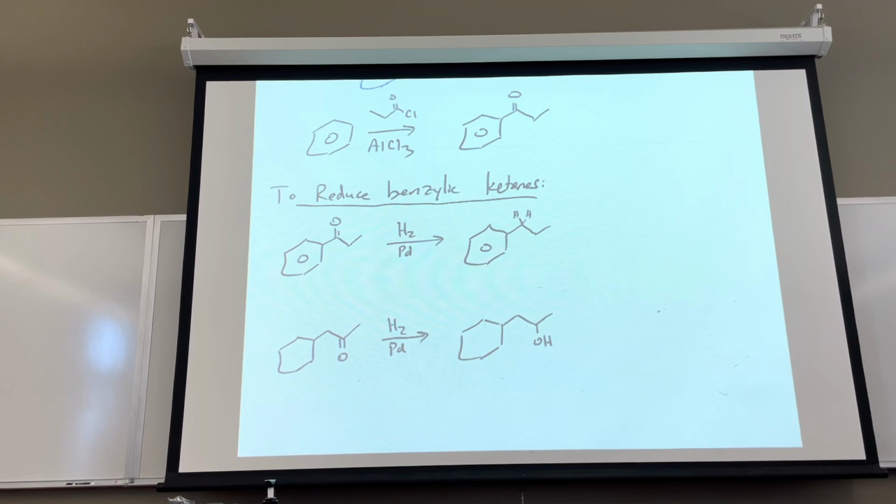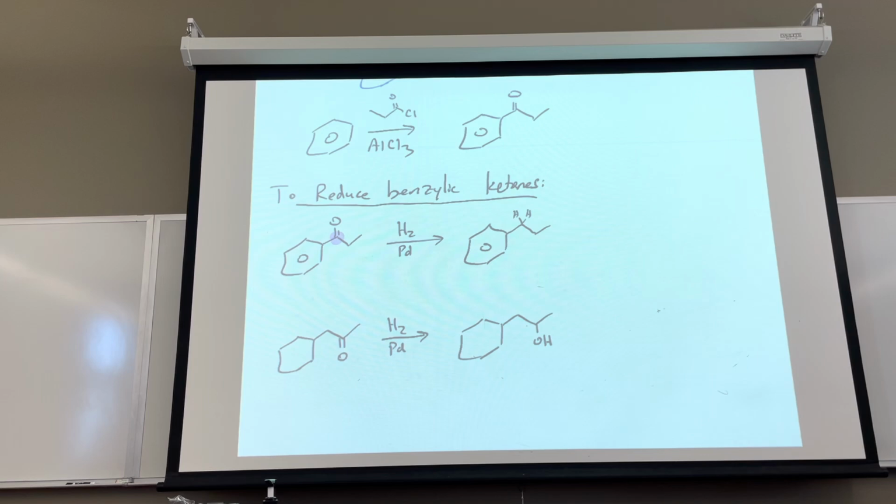And the point I'm trying to make is that the benzylic position is a unique position. It doesn't react like normal, well, anything really. So when you have a benzylic ketone, it's going to react differently than if you had a just run-of-the-mill ketone. And you can see that clearly here, where the reduction of a benzylic ketone with catalytic hydrogenation gives you the methylene. The reduction of a regular ketone gives you the alcohol.